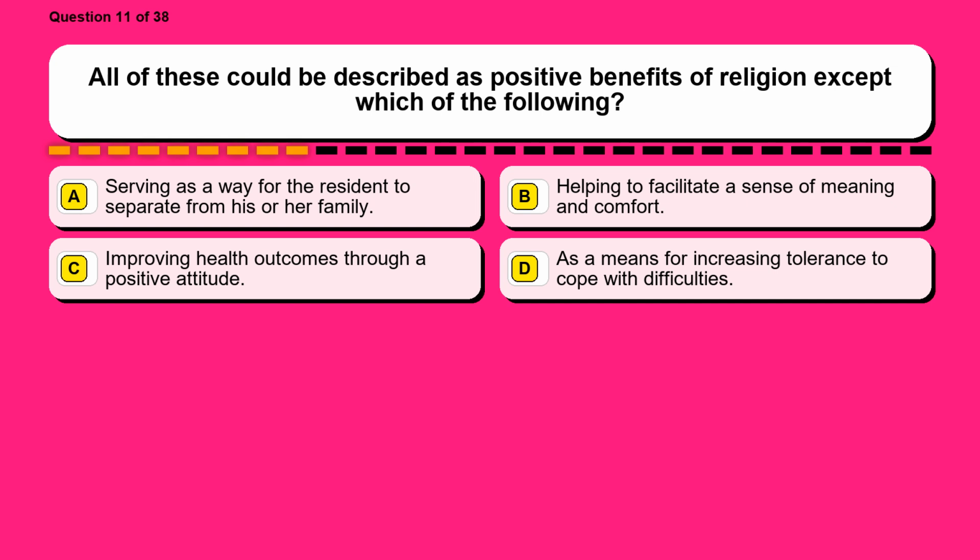Option A. Serving as a way for the resident to separate from his or her family. Option B. Helping to facilitate a sense of meaning and comfort. Option C. Improving health outcomes through a positive attitude. Option D. As a means for increasing tolerance to cope with difficulties.